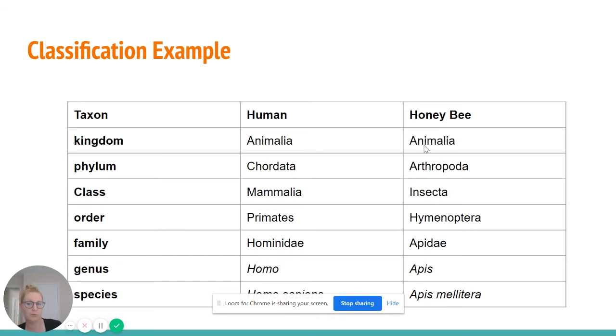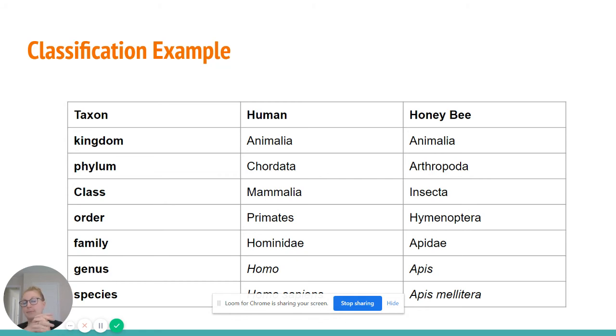So what I'm trying to show by doing this is that we actually do share the same kingdom. We're both animals, but really after that point, we very much differ from each other. So, for example, humans are chordates. That means we have a spinal cord. We're going to talk about that later. Honeybees are part of the phylum Arthropoda. And really, after that point, we become very, very different. So we're not going to have the same genus or family or order and so forth if we don't even have the same phylum.